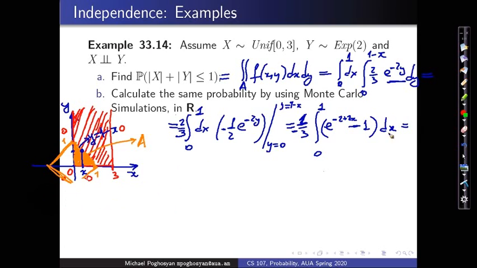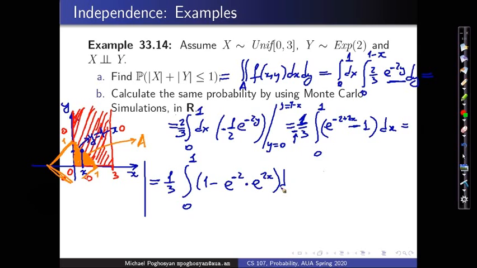This is equal to. Why am I doing calculations? Because I want to have the final answer to check with R if I am calculating that correctly. So I had a minus sign here, so I can change the places. I will have 1 over 3 integral from 0 to 1 of 1 minus e to the minus 2, I'm separating that, times e to the 2x dx.